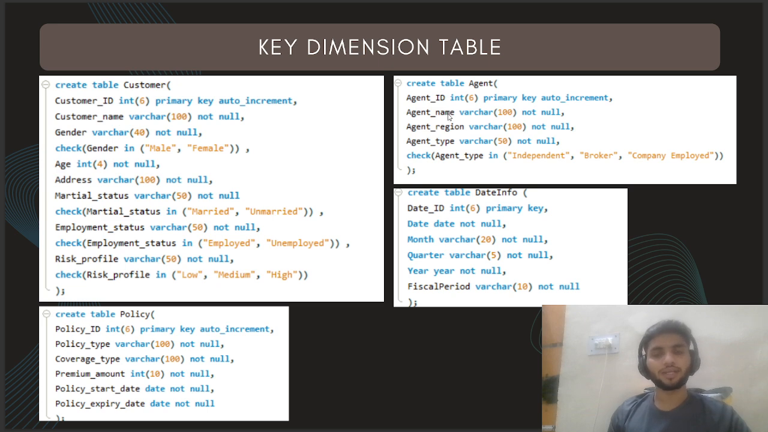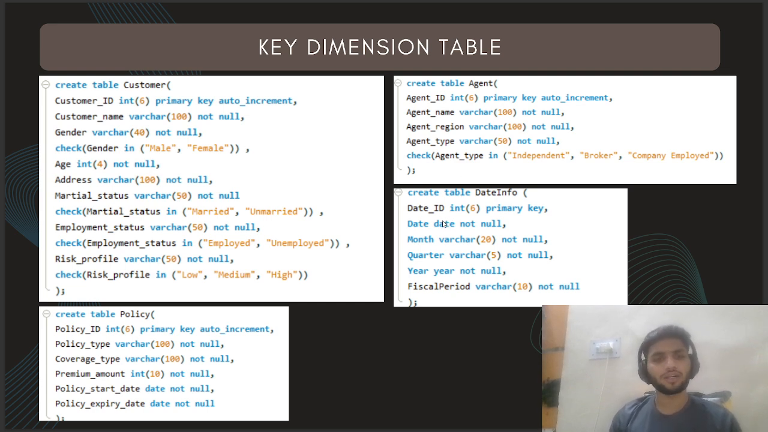And in the agent table, there will be agent ID, name, region, and type. The type should be independent, broker, or company employed. There are three types of agents. One works for himself, like independent agents, gathering customers from other places or going door to door. A broker is the transmitter between the company and the customer. And company employed is just an employee in a company.